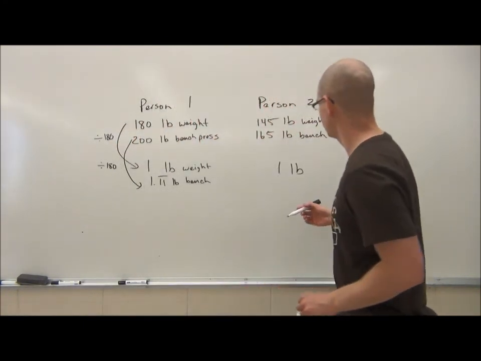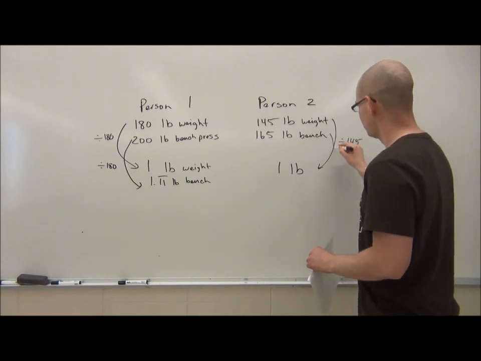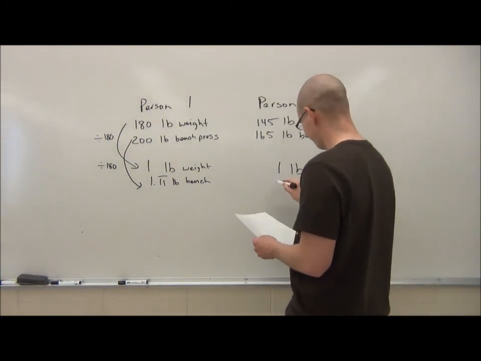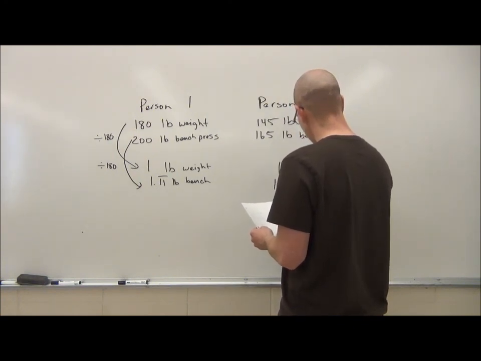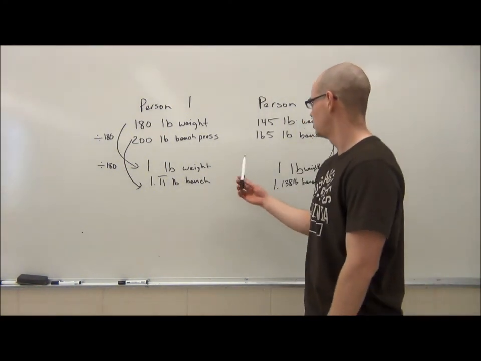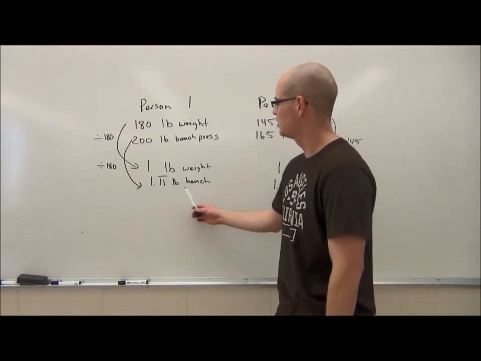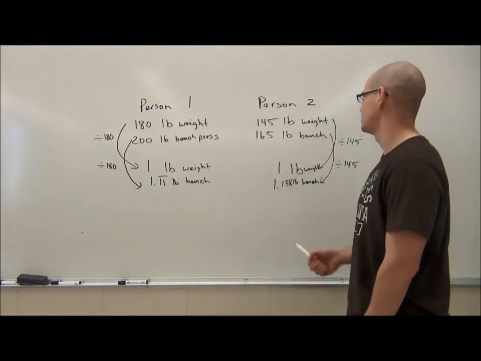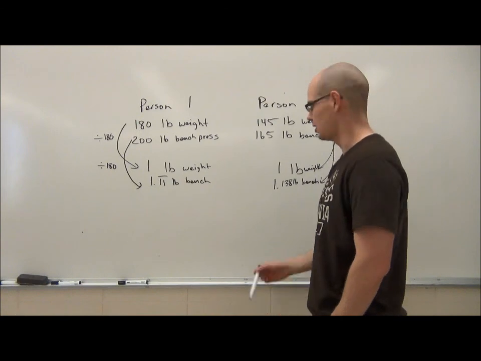Over here, we're going to do the same thing. To go from 145 to 1, I divided by 145, so I need to do the same thing here with the bench press. And then I get 1.138 pound bench weight. So now I'm considering per 1 pound of body weight, how much can they lift? Well, this guy can lift 1.11 pounds, and this person can lift 1.138 pounds. So now it's easy to see that this person is actually lifting more for their body weight. And I've shown my work here.